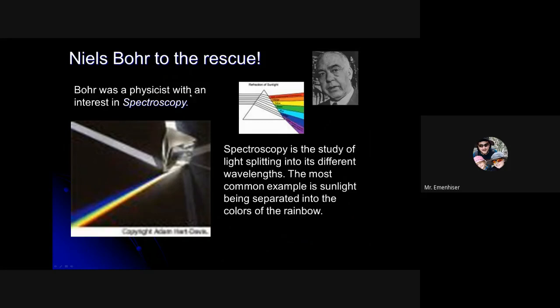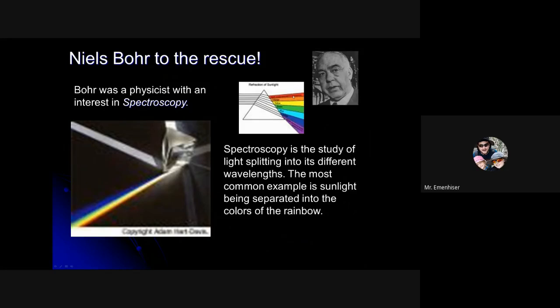He was a physicist with an interest in spectroscopy. Spectroscopy is the study of how light splits into different wavelengths. So think about taking sunlight and putting it through a prism, and you can make the colors of the rainbow. So he studied how light would break into its different wavelengths. Okay, and we'll talk about this soon.